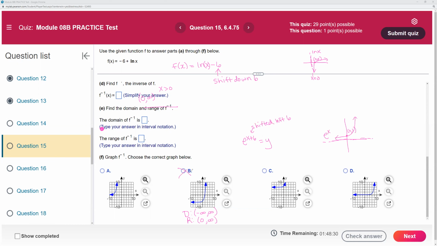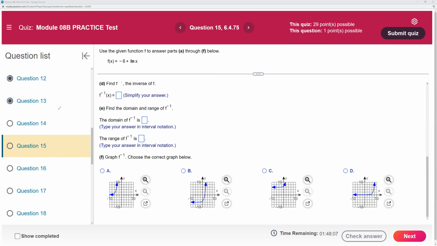So it can't be this one because it's shifted down 6. Can't be this one because it's shifted up. This one's shifted to the right, which is not what we wanted. This one is shifted to the left. And you can zoom in on those a little bit more, but usually visually you can tell which one is the correct one if you just know your transformations.